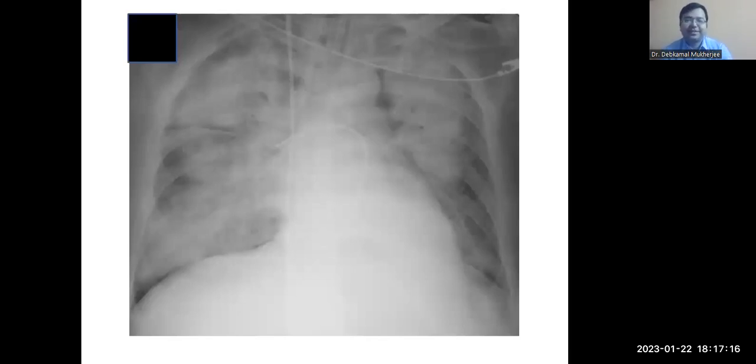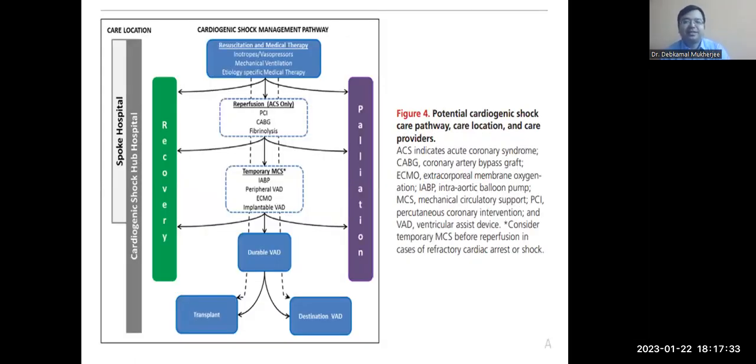So this was the X-ray. It is completely evident that this patient's LV is failing. His chest X-ray has worsened, and it is full of infiltrates, and we are basically dealing with a failing heart at this point of time. So this is the management pathway we come across for cardiogenic shock patients. If the patient improves with reperfusion, they go into the recovery stage. If not, then the patient has to be put on mechanical cardiac support.